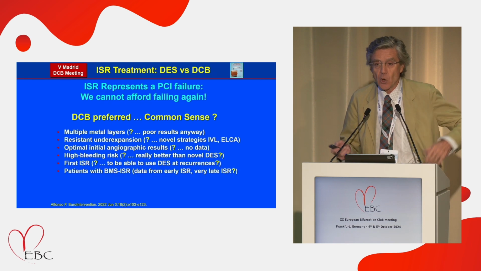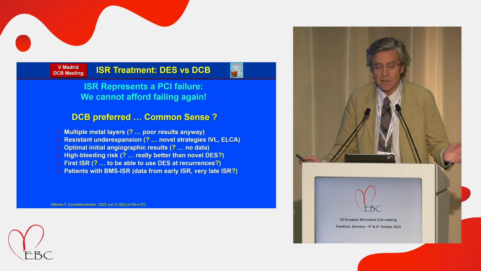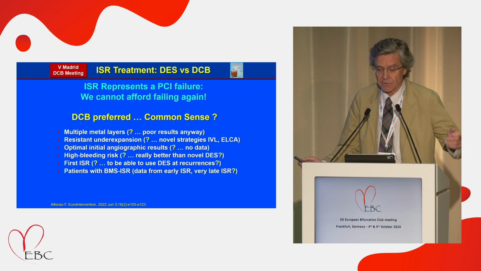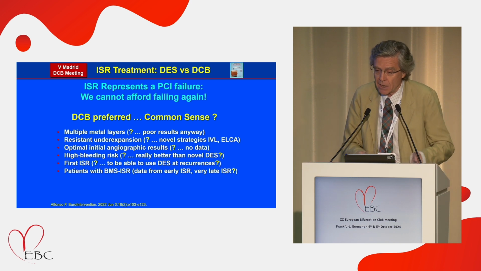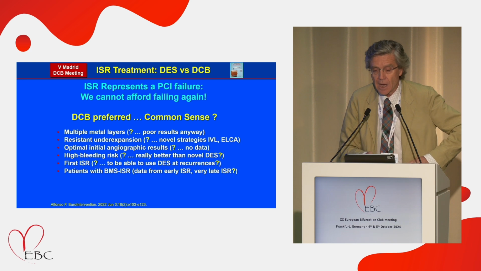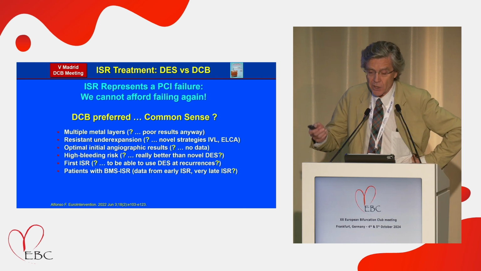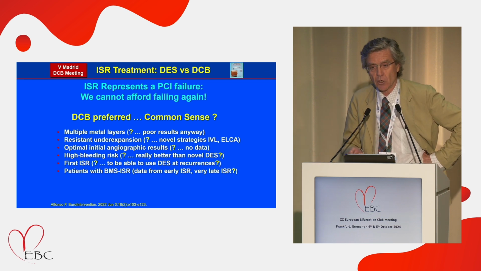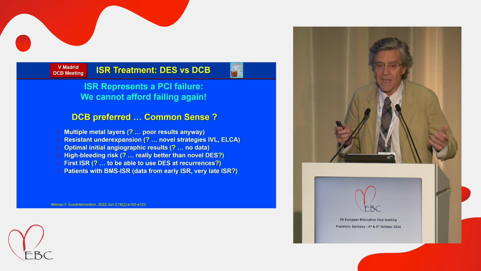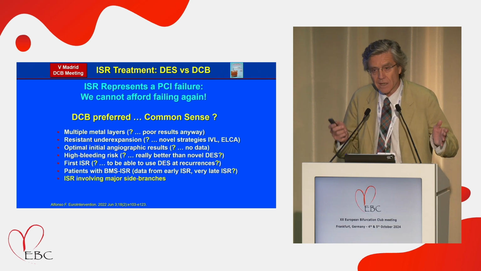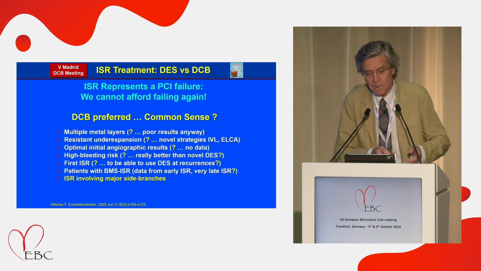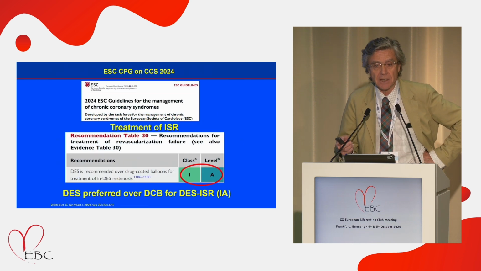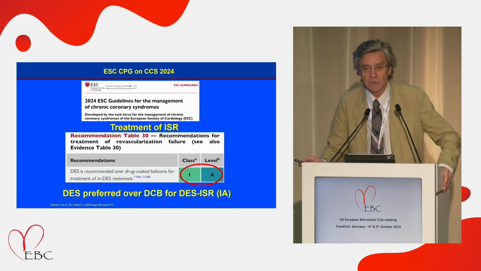So until now, we were saying, well, DCBs should be preferred when there are multiple metal layers, when there is resistant underexpansion, when the initial result with predilatation is excellent, in high bleeding risk patients, perhaps for many operators first in-stent restenosis, and also, as mentioned, patients with bare metal in-stent restenosis. But there is very weak evidence. I mean, there is quite a consensus that when the ISR is involving a major or significant side branch, drug-coating balloons are better. Now, the problem is that in the new guidelines of chronic coronary syndrome, the presentation of the two strategies is very different, as you already know.